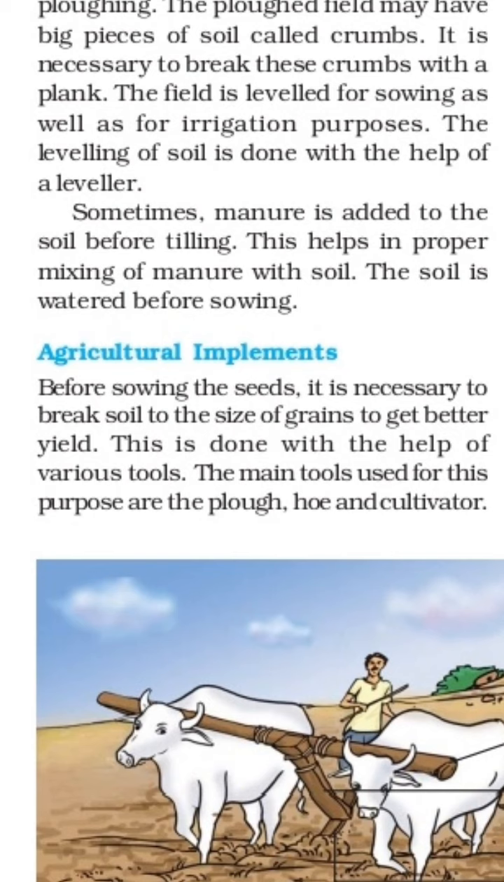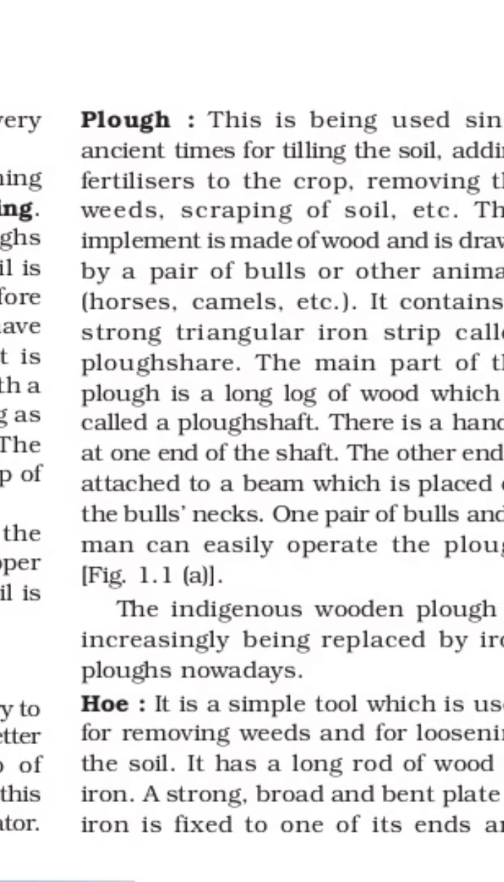Now here, before sowing the seed, after the preparation of the soil, it is required to break the soil and prepare the soil particles just like the size of the grains, for better yield and proper mixing. And for that purpose we are using three instruments: plough, hoe and cultivator. And we will see how we are using these three instruments.